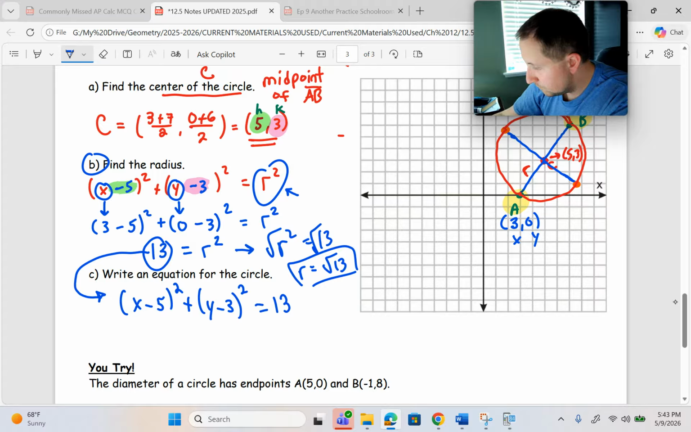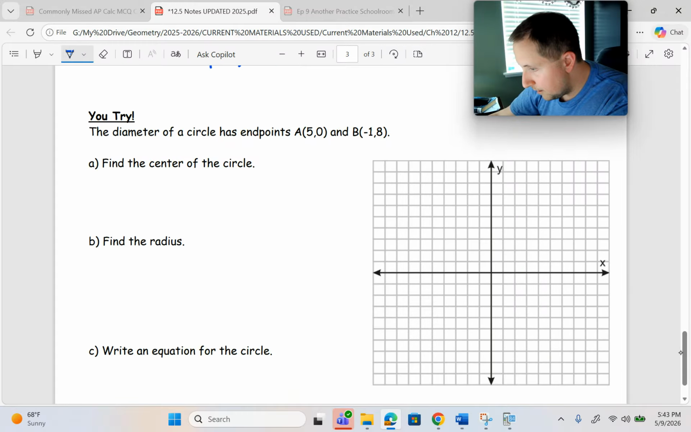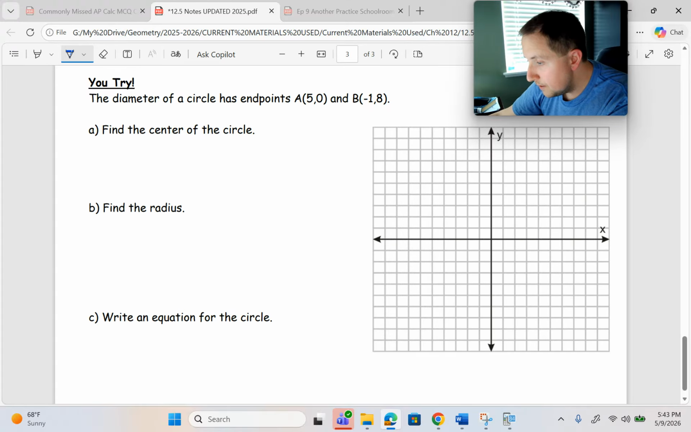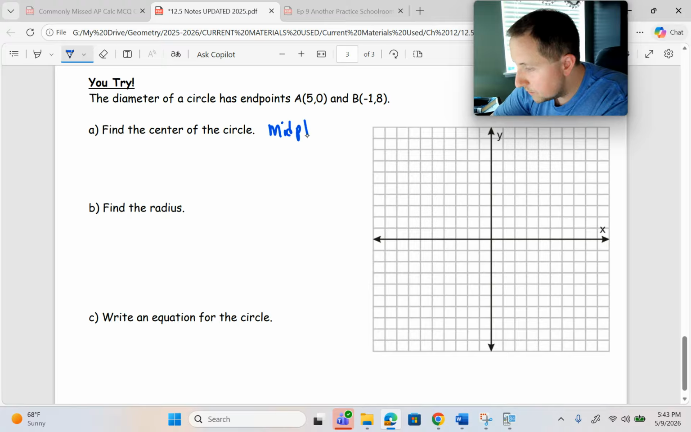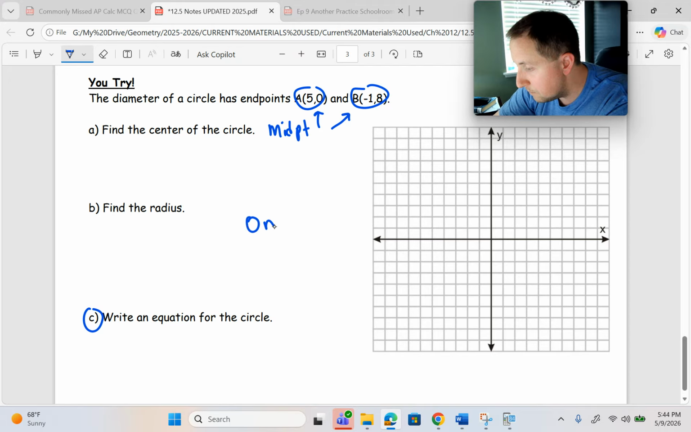Okay. All right, there's another one for you to try on the bottom, and I will post this one on my key if you want to see this one. Go through the steps again. Again, finding the center, you're going to use the midpoint formula. You're going to find the midpoint of A and B. To find the radius, you're going to use either A or B to plug in for x and y to get that radius squared. From there, you can get the equation of your circle, and you can square root to get your radius. So again, this one's going to be on my 12.5 notes key that I will make sure I post on Google Classroom for you.